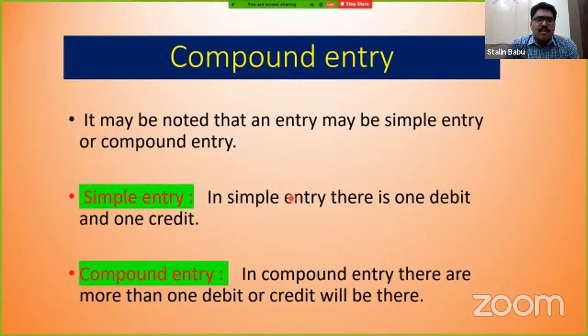Let us see compound entry. What is meant by compound entry? There are two types of entries, simple entry and compound entry. In an entry where there is one debit and one credit, it is called a simple entry. So far, we have seen simple entries, one debit, one credit. In a compound entry, there will be more than one debit or credit. Let us see one compound entry.